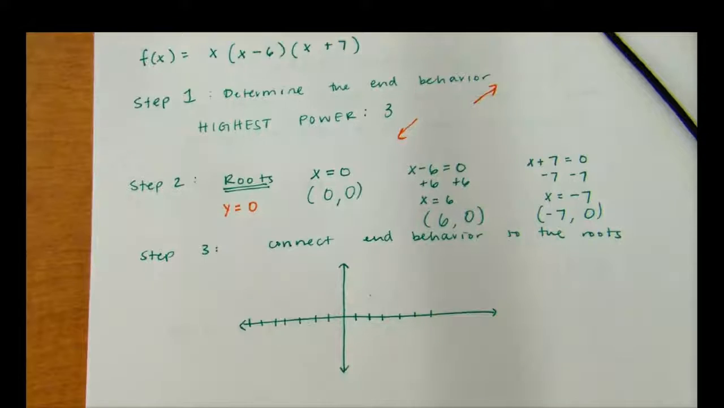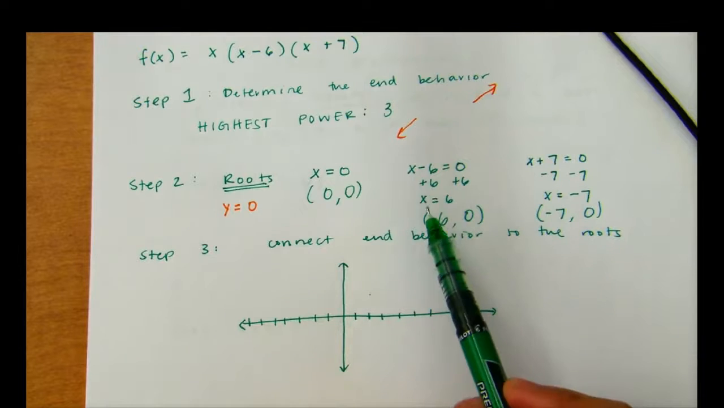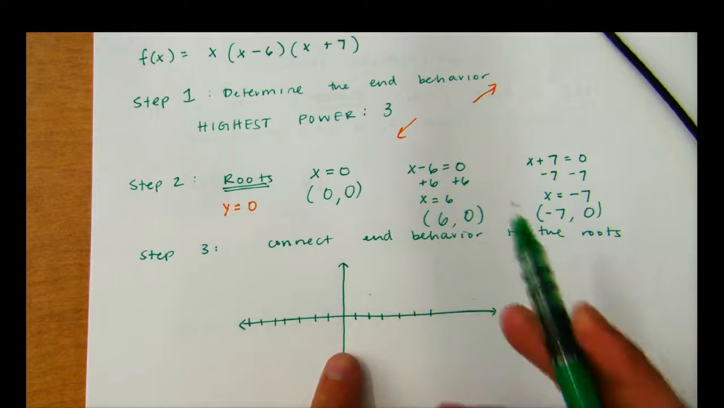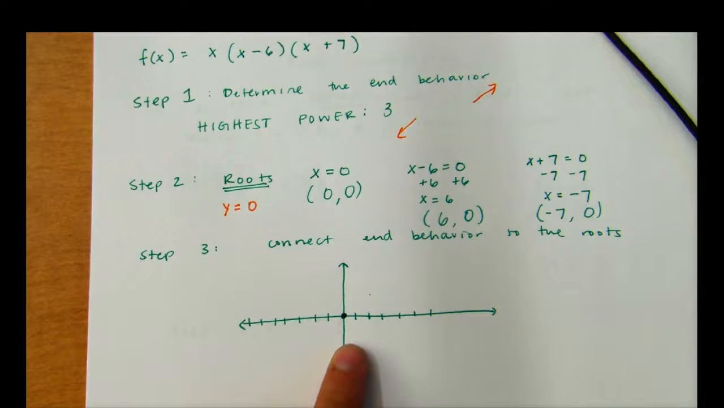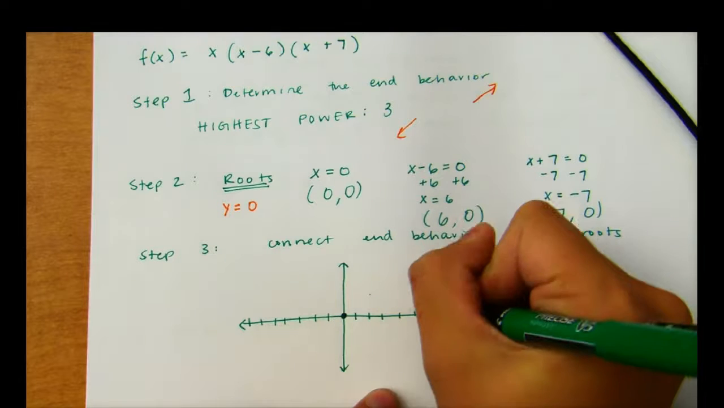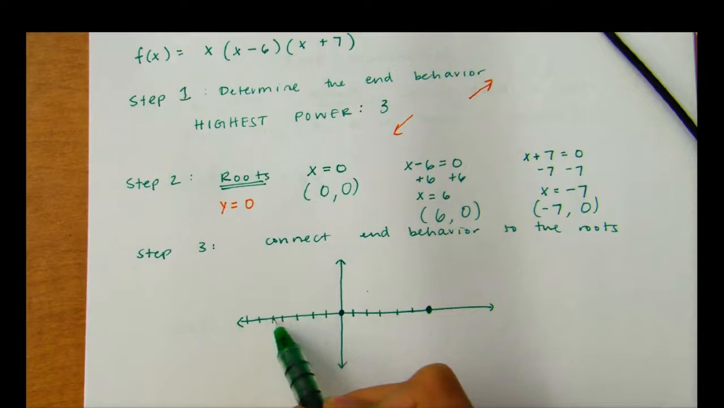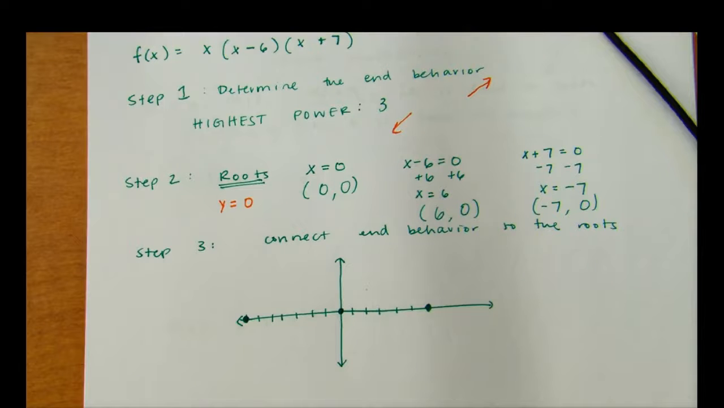Okay, so my last step is to sketch my graph, to put these two ideas together. So first I'm going to plot my 3 zeros. So I've got 1 at 0, 0, 1 at 6, 0, so I'm going to go 1, 2, 3, 4, 5, 6, nowhere along the x-axis, and 1 at negative 7, 0, so 1, 2, 3, 4, 5, 6, 7. Okay, so those are my 3 roots. Go ahead and graph them on your graph.